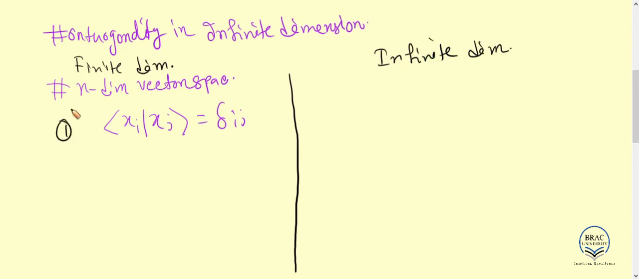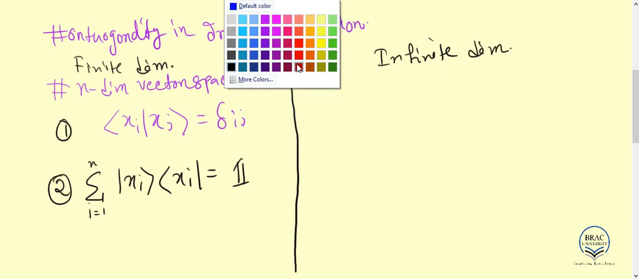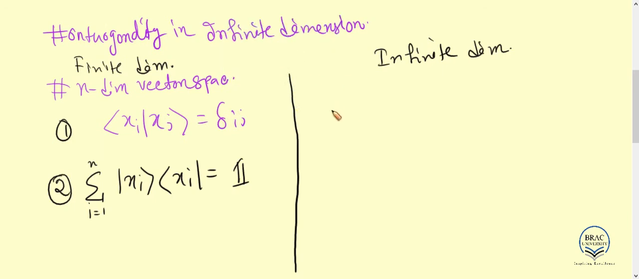So this was our orthogonality relation, and the second one was the completeness relation. That is, if you had i equals 1 to n, the sum of xi with its bra, this was just the identity matrix, right? So how do these two things look in infinite dimensions? That's the question that we are asking. So let's try to answer them.